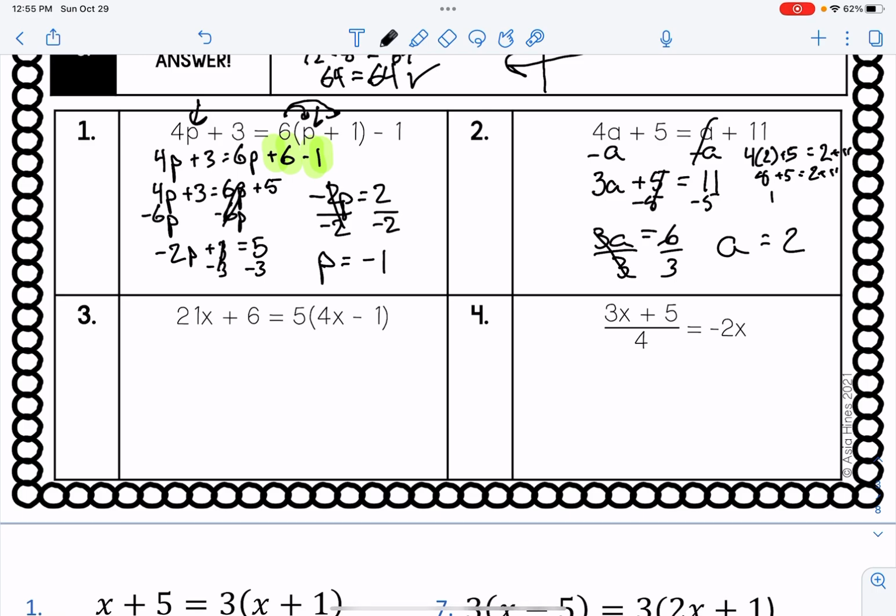8 plus 5 is 13. And on the other side, 2 plus 11 is 13. So we get the same thing on both sides. We maintained the equality. This checks out.